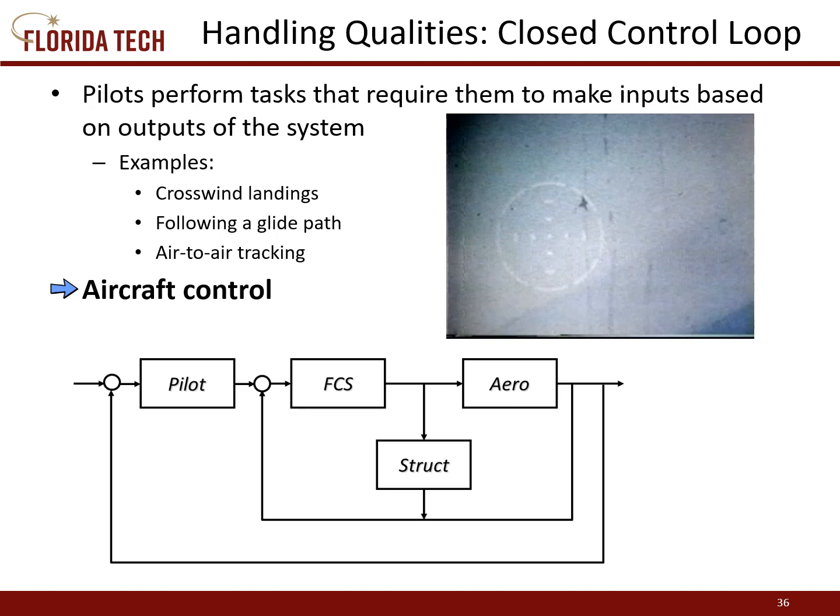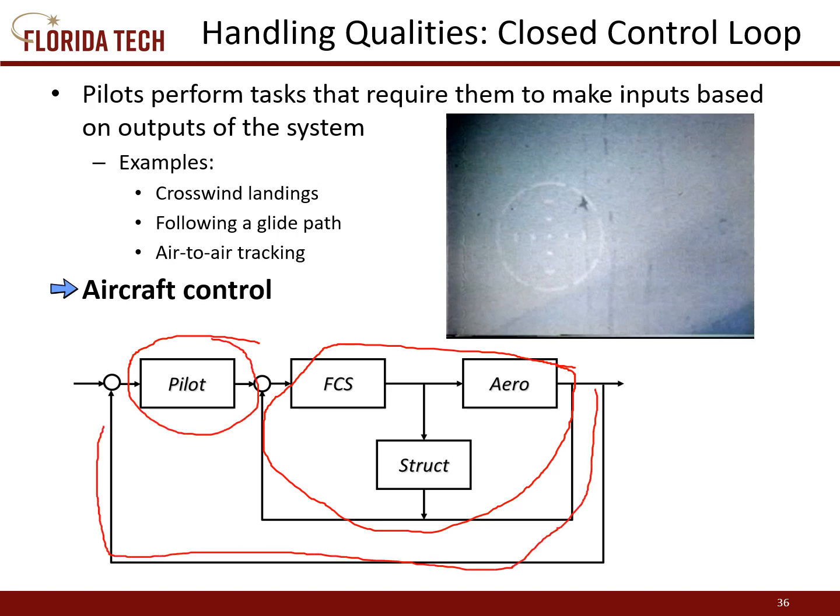Again, we looked at handling qualities are closed-loop tasks. The pilot performs the tasks required to make inputs based on the outputs of the system. And we used examples like crosswind landings, following a glide path, or air-to-air tracking. And we know that the basic airplane model and all its stuff is sitting right here, but closed loop means we're going to add the pilot, and the pilot is going to use the feedback signal to affect their future inputs. So that's what closed loop control and handling qualities is all about. Again, here's the air-to-air tracking example.